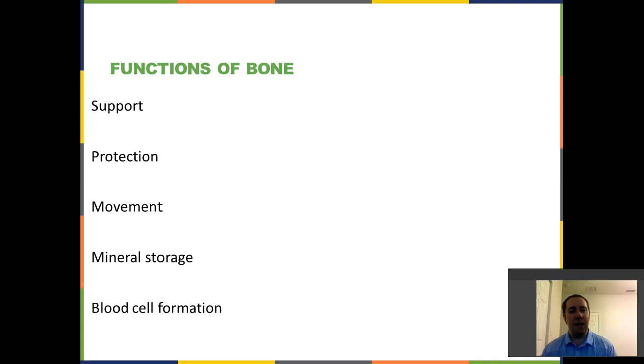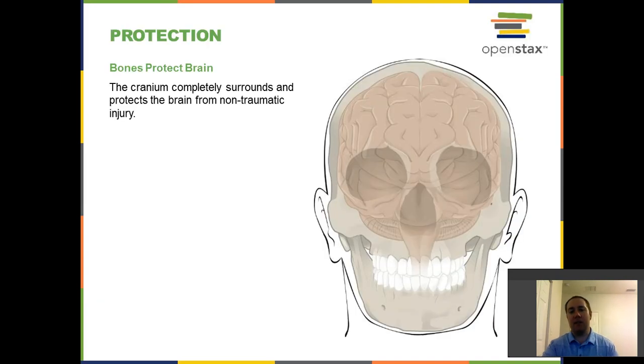And finally, the thing you wouldn't associate at all with bones, but bones exist to create new blood cells. This is going to happen in bone marrow, which is inside of our bones. We'll talk about the different forms of bone marrow that we have and what their functions are. So this was the slide I was referring to, showing the skull protecting the brain. We don't need to talk about that any further.